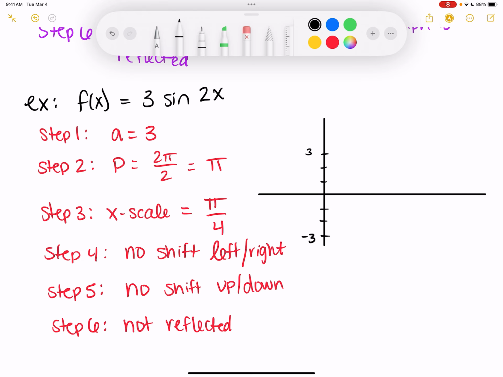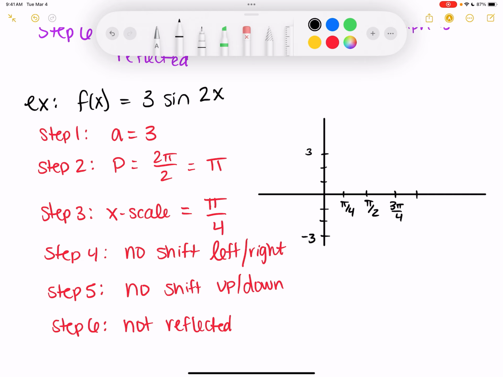So my x scale is pi over 4. Anytime we're graphing a trig function, we have to graph one full cycle, so I've got to have 4 spots here. The first one is pi over 4. Then I've got 2 pi over 4, which reduces to pi over 2. Then I've got 3 pi over 4. Then I've got 4 pi over 4, which reduces to pi.